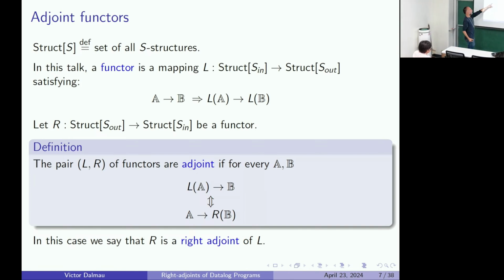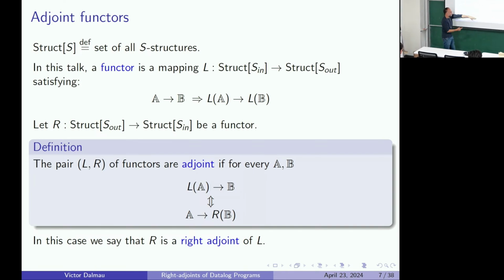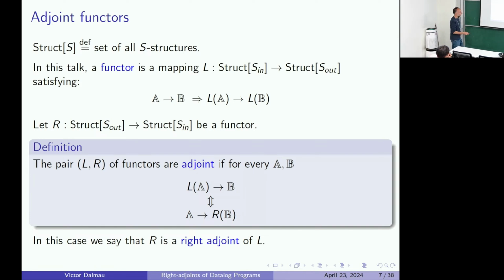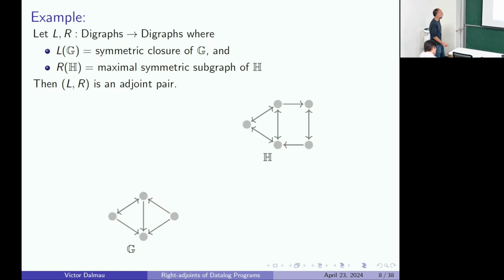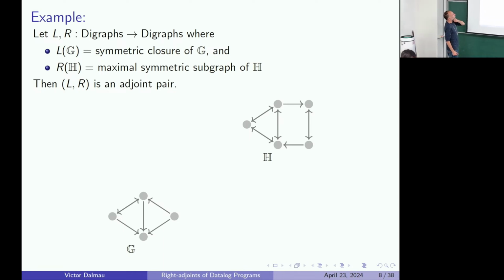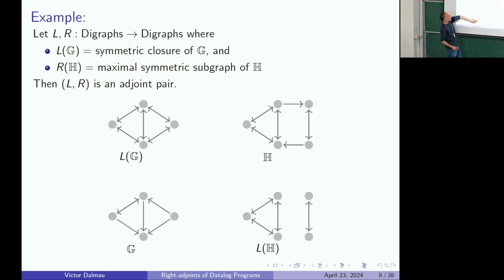And in this case, we say that L is the left adjoint of R, and the other one is the right adjoint. But actually, we'll care more about right adjoints. This is a basic issue. I'll show an example in a bit, but please stop me if something is not clear. So that's a very simple case for digraphs. Here, the first function basically computes the symmetric closure of the digraph, and the second, R, computes the maximal symmetric subgraph. So if this is G, L basically makes every edge symmetric.